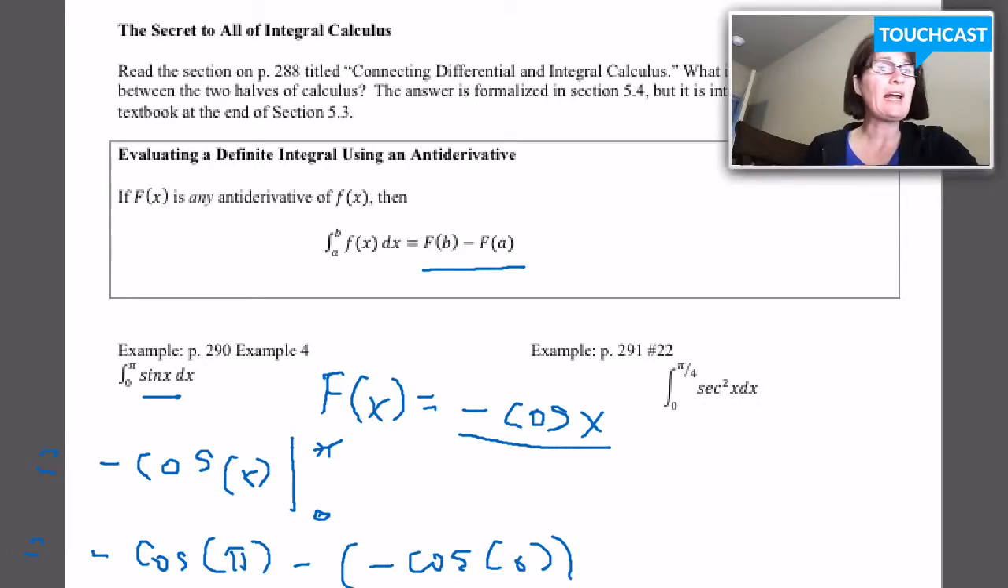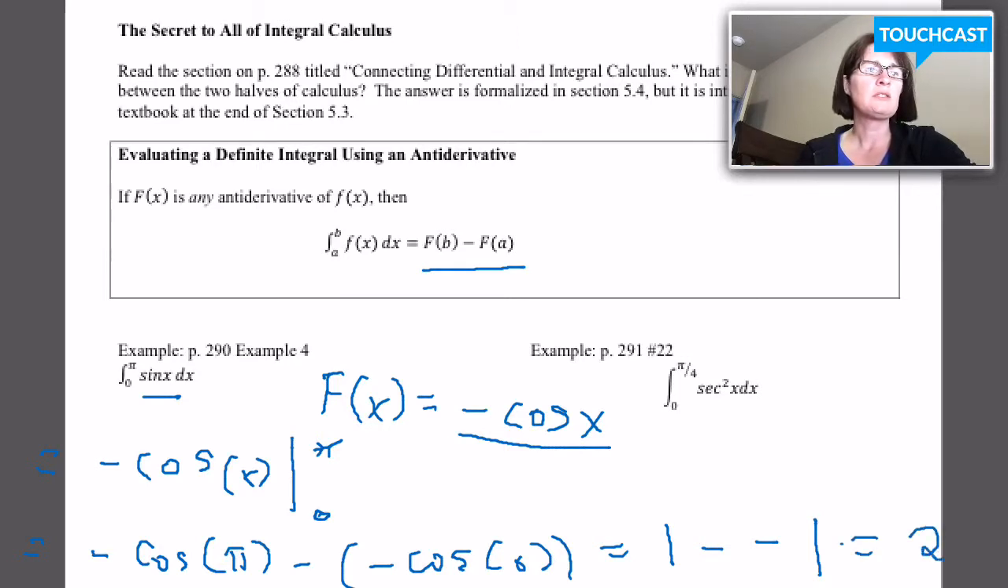This is a very common error, to not put parentheses around that second function and make sure the subtraction gets distributed. So the cosine of pi is negative 1. So the negative cosine of pi is negative negative 1, which is positive 1. I have a minus here. I have the opposite of cosine of 0, so that's going to be minus. Cosine of 0 is 1. So I end up with 1 minus negative 1, which is equal to 2.